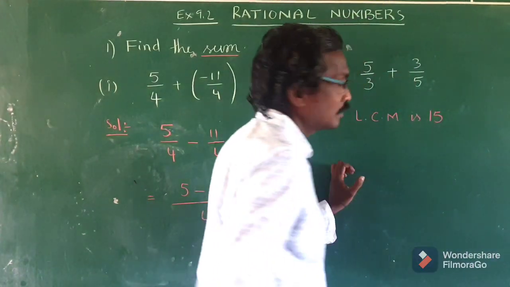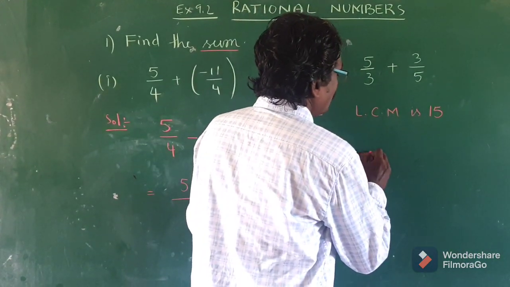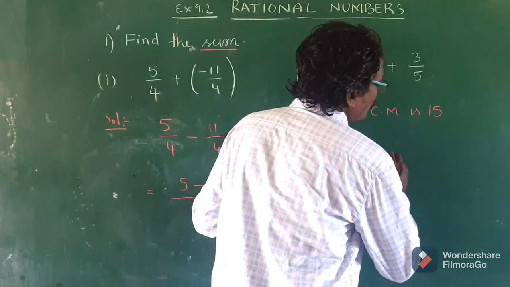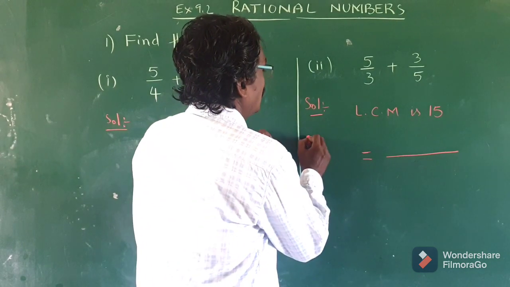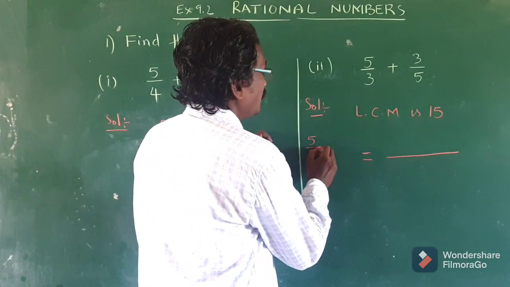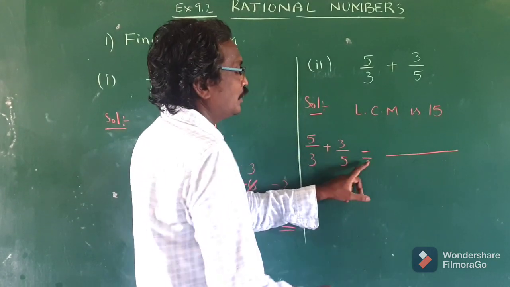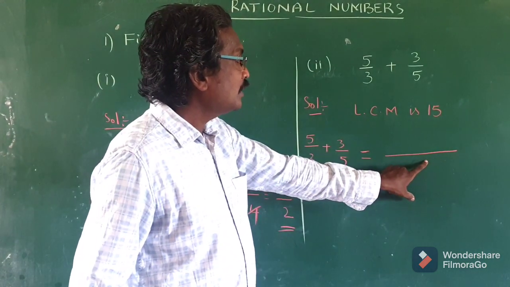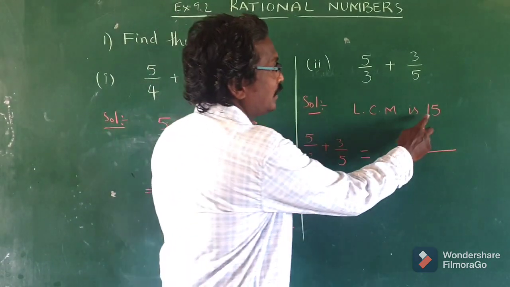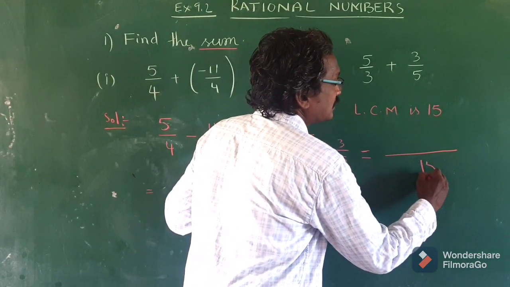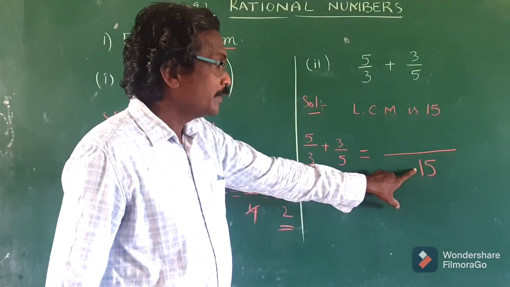Now write the equal symbol, then put the division bar. See here, write for your convenience 5 by 3 plus 3 by 5, put equal symbol, division bar. In the denominator we have to write the LCM. What is LCM? 15 is LCM. Write 15 in the place of the denominator. Okay.